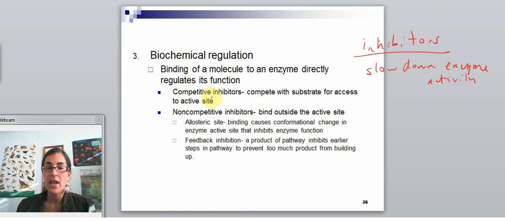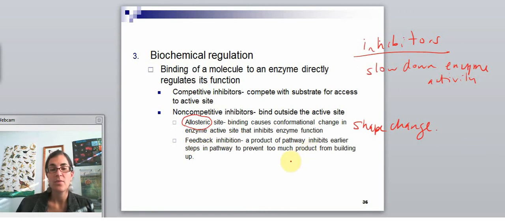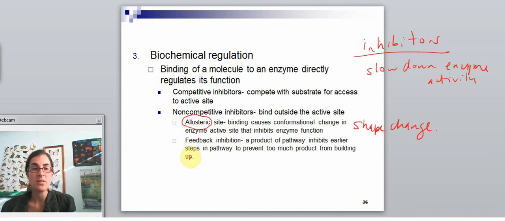Competitive inhibitors get that name because they compete with substrate for the active site, and non-competitive inhibitors don't bind to the active site, so they don't compete for it. Instead, they're going to bind to something called the allosteric site that causes a shape change. Another, more specific example of a non-competitive inhibitor is feedback inhibition, where a product of the pathway inhibits an earlier step in the pathway. We're going to walk through these three now in a little bit greater detail and look at some figures.